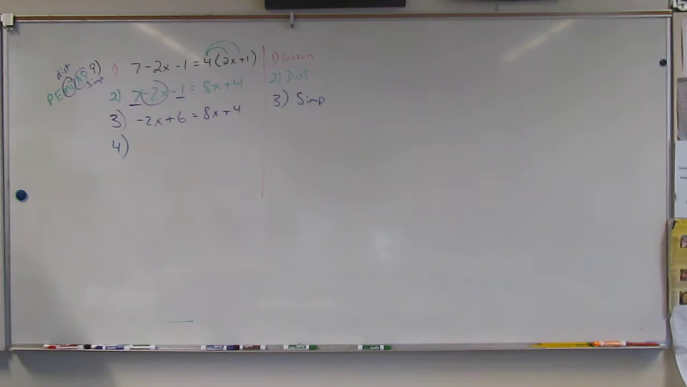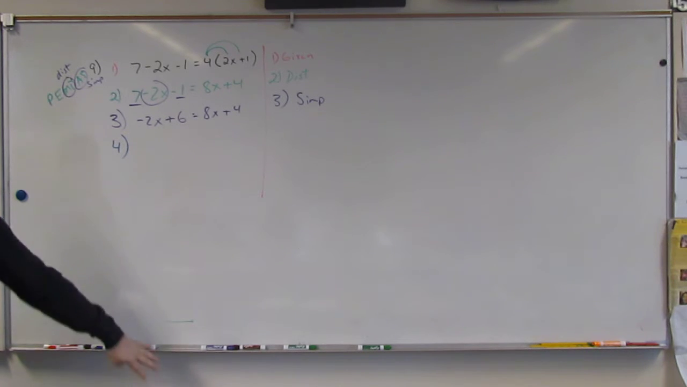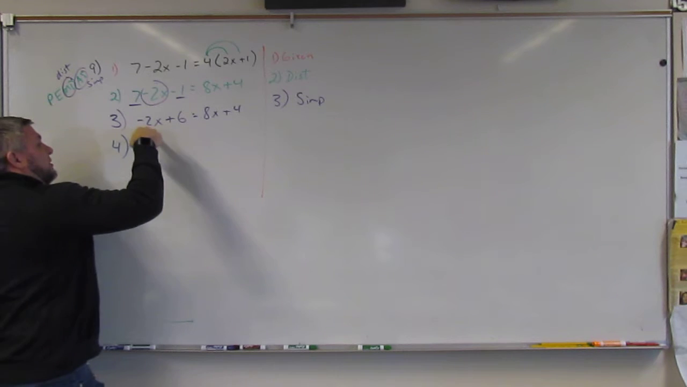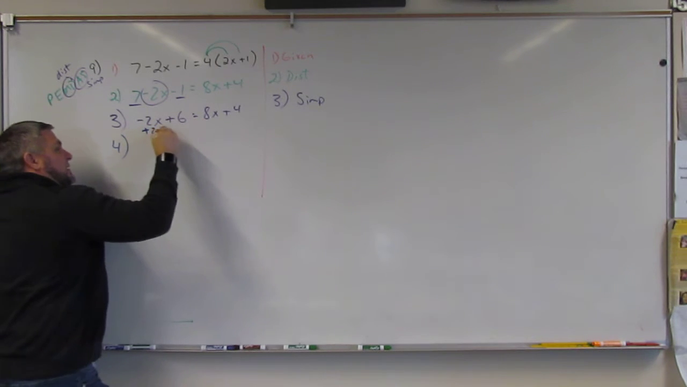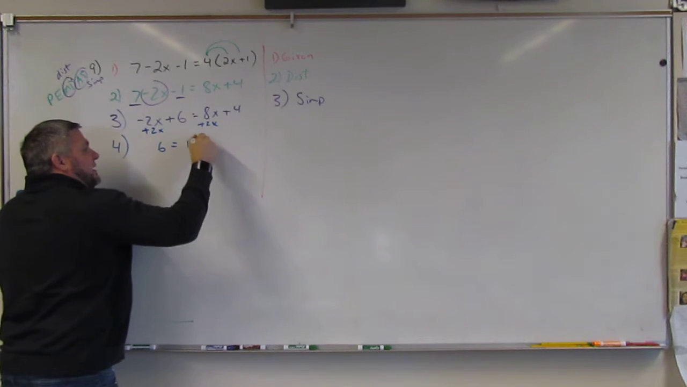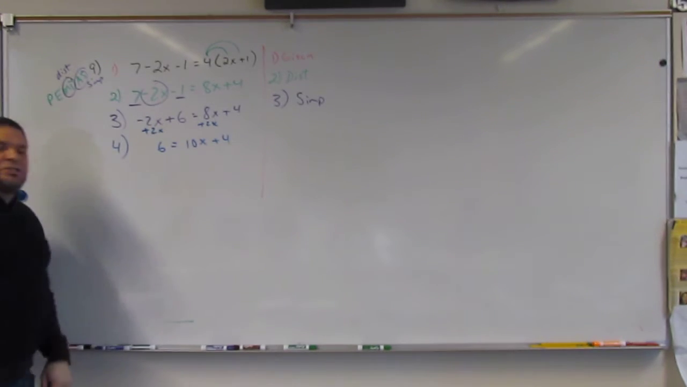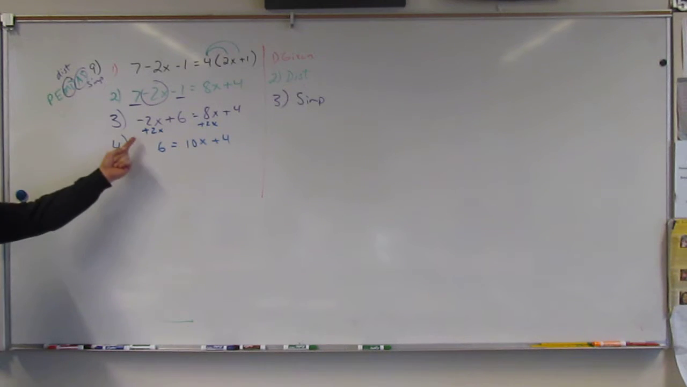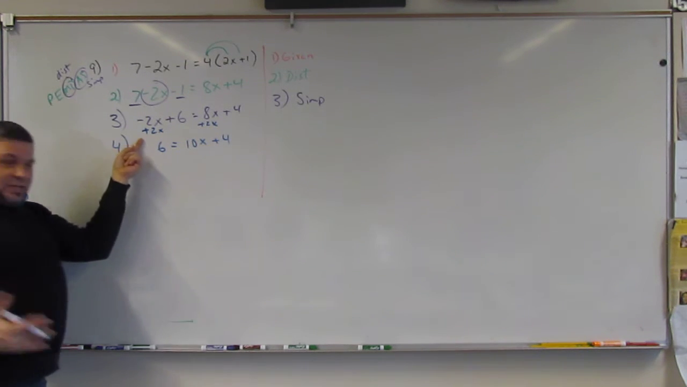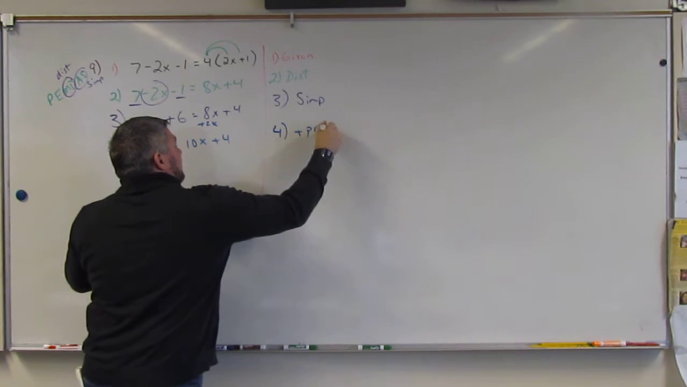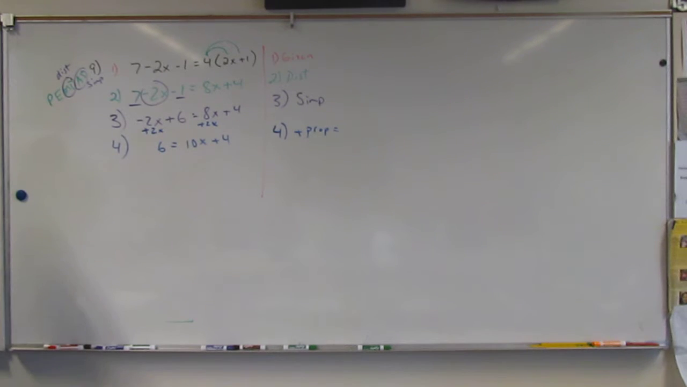I want to move, and in algebra I taught you this was transition, right? I want to move the x. So if I move the lowest x, that's plus 2x, that's plus 2x. So I get 6 is equal to 10x plus 4. But in geometry, what do we call that? Not subtraction. Addition. Addition property of equality. Because we did it to both sides.